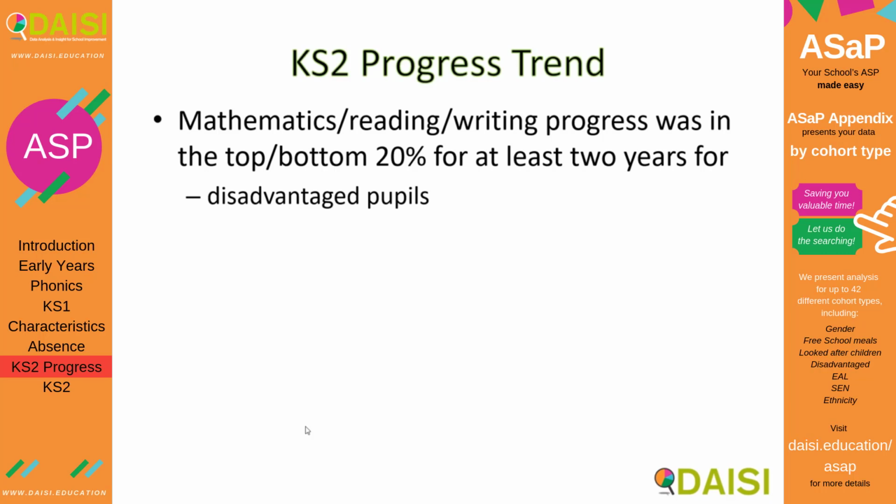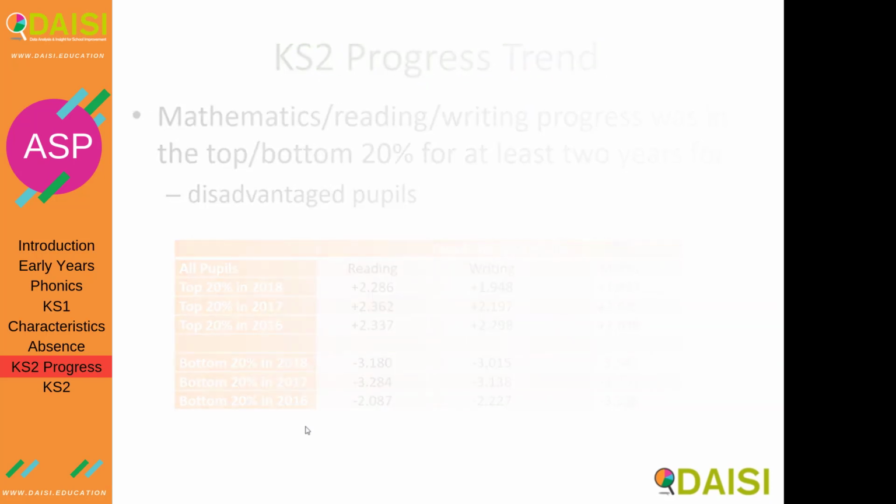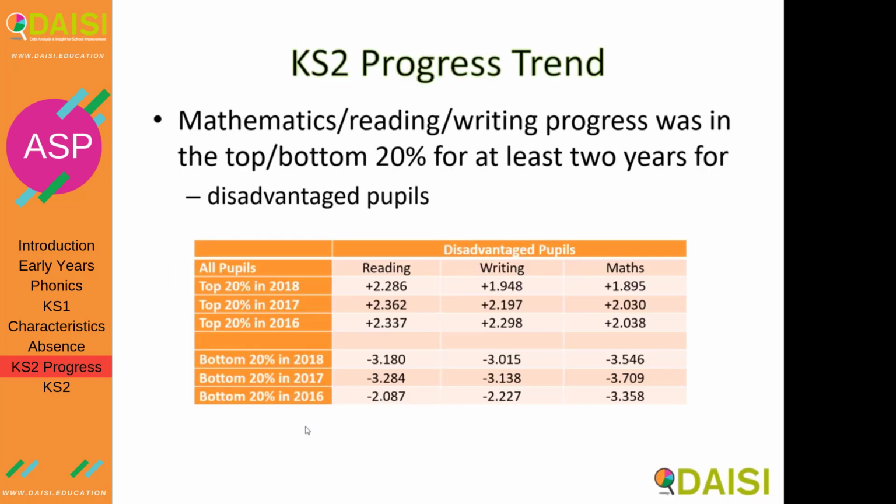Over the last 2 years, were you in the top or bottom 20%? So we're looking at around plus 2.2 in reading and plus 1.9 in maths. But in the bottom 20%, we're looking at more like minus 3.2, minus 3.5 figures. And those are the areas to investigate for Key Stage 2 disadvantaged. As I say, you will need to supplement your IDSR with ASP as well to get the full picture.